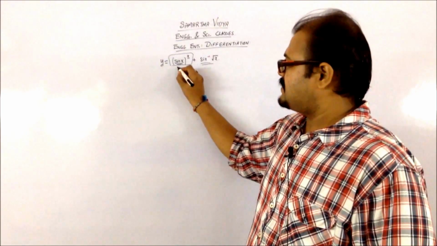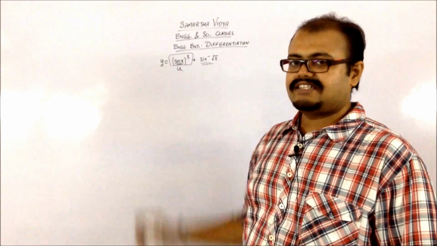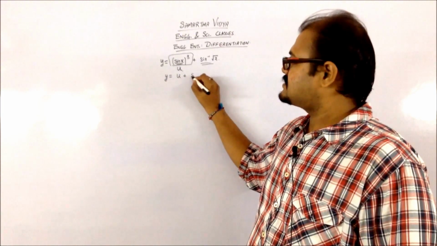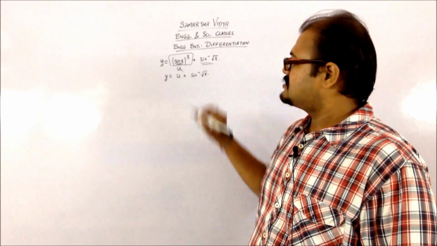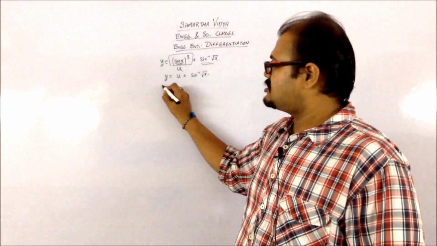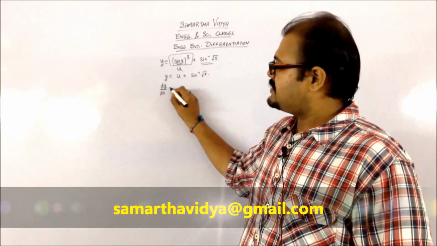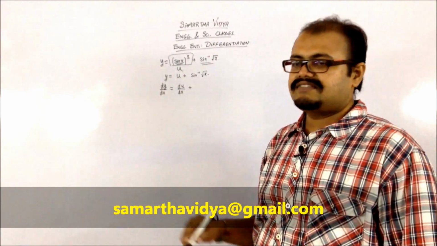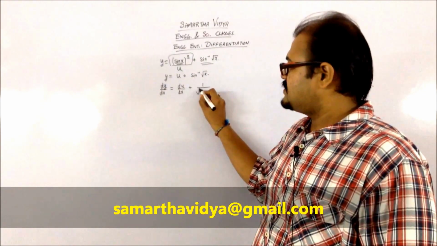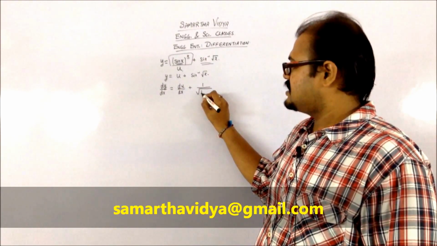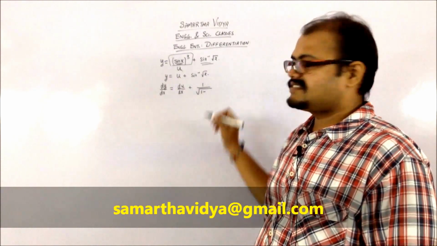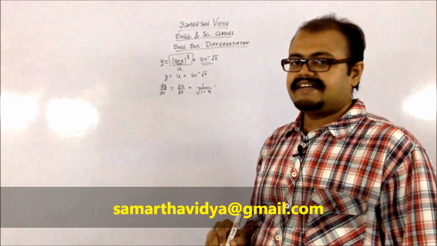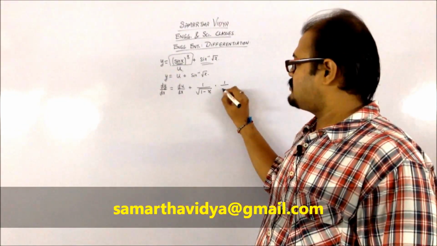So let us say that this part is my u because I need to find the derivative of this part. So your y can be written as u plus sin inverse root x. So when you are taking the derivative of it, your dy by dx is going to be nothing but your du by dx plus your sin inverse derivative, which is quite easy to find. So it's going to be 1 upon root of 1 minus x square, in this case root x square, into the derivative of root x. So that's going to be 1 upon 2 root x.